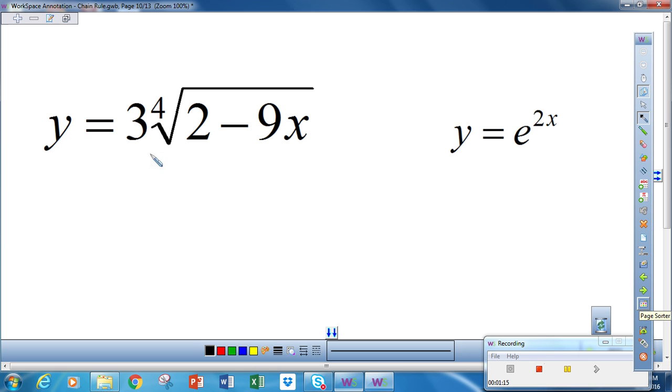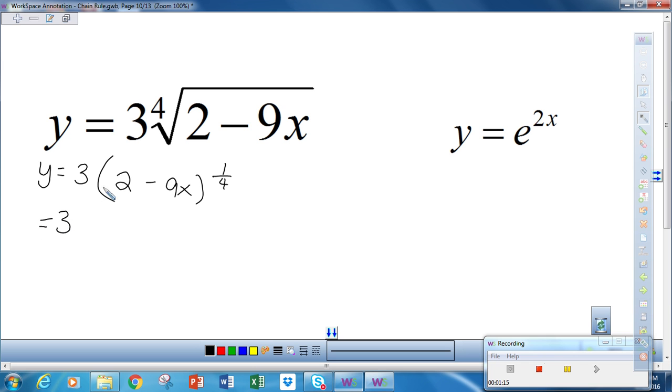I would suggest that you may pause this and try a few on your own and then come back and see the rest of them, okay? So what we want to look at with this, we want to write this as, this is 3, and then we have 2 minus 9x raised to the 1/4 power. And 3 is a constant, so it's not really changing anything, it just comes down.